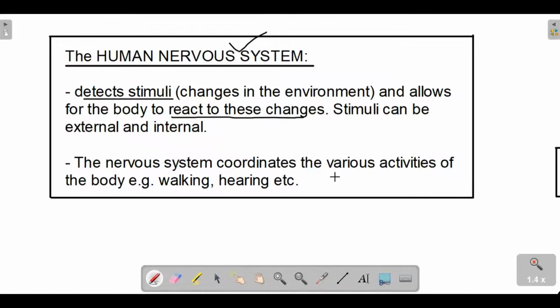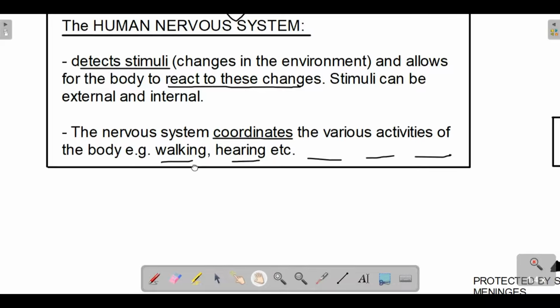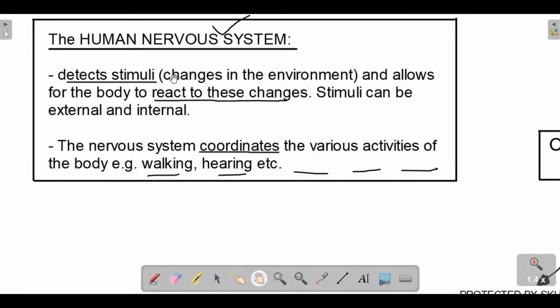Okay, and the second function of the human nervous system is that it coordinates the various activities of the body. By coordinating, we actually mean that you can walk, hear, and see while sneezing, and so on. So you can do a lot of activities in one motion. Coordinating basically means being able to perform multiple actions in one way, or at the same time, right? So this is the function of the nervous system. This is the significance of the nervous system. Whenever you get asked that, this is what you write, right?